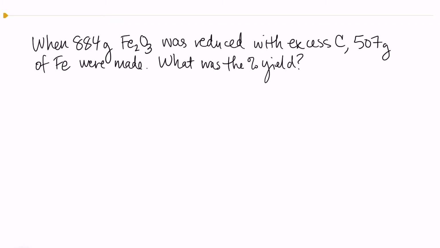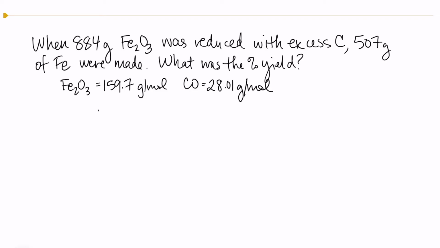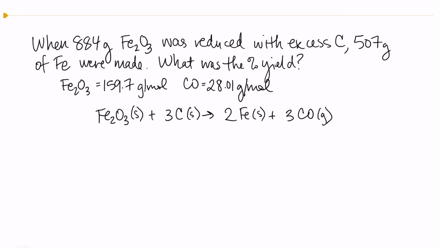Now I have some additional information. They told me Fe2O3 has a molar mass of 159.7 grams per mole, and carbon monoxide is 28 grams per mole. And they gave me a balanced chemical equation. Fe2O3 plus 3 carbon makes 2 Fe and 3 carbon monoxide.